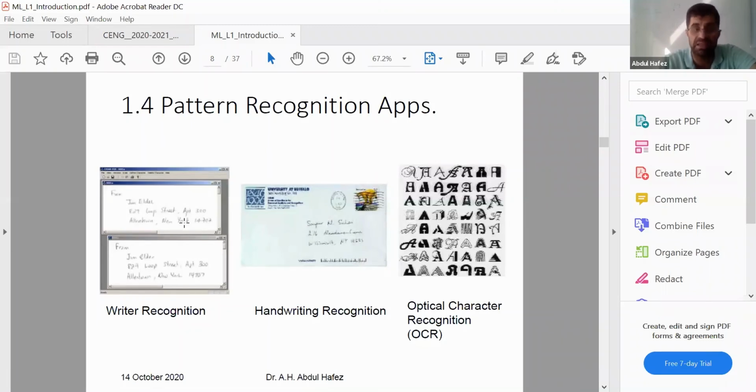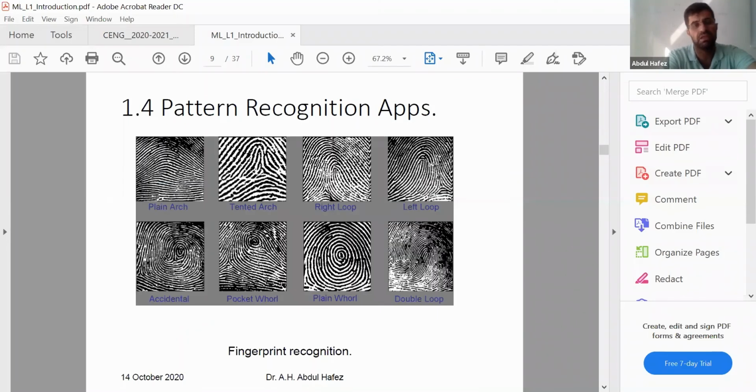Sometimes we need to understand the writing itself, as in this. Sometimes I have certain characters, and I need to understand what these characters are. For example, all characters in this image represent the letter A in English. So how can we teach the computer that all these characters represent the letter A? This is a machine learning and pattern recognition application.